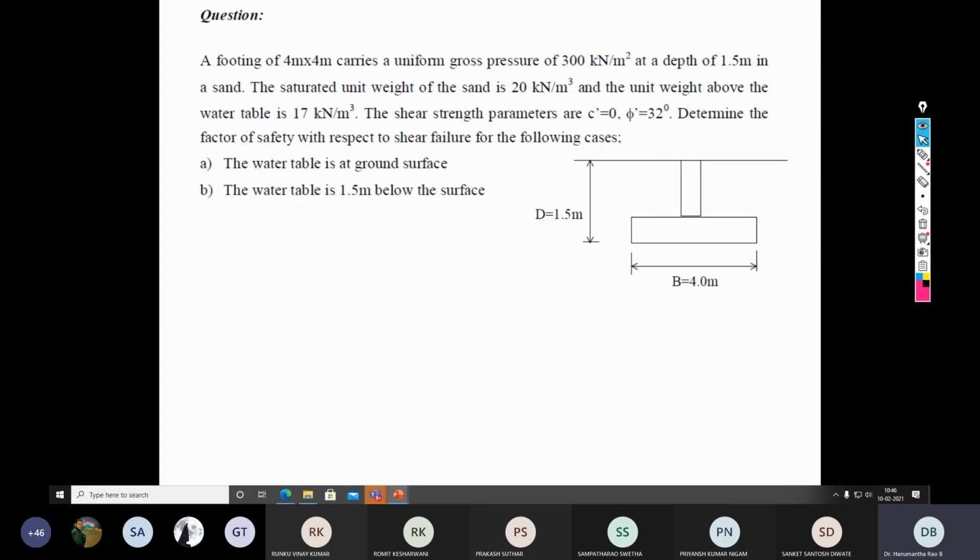The saturated unit weight of sand is 20 kilonewton per cubic meter, and the unit weight above the water table is 17 kilonewton per cubic meter. The shear strength parameters are C equals 0, phi equals 32. Determine the factor of safety with respect to shear failure for the following cases. The water table is at ground surface. The water table is 1.5 meter below the surface.